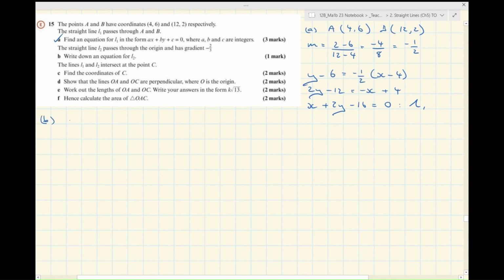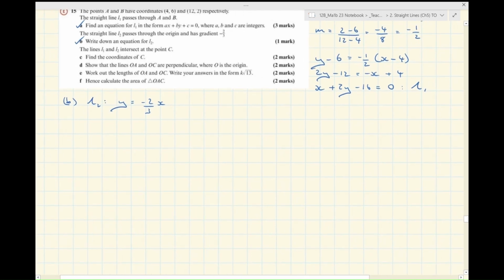Right, part B. The straight line L2 passes through the origin. Okay, y-intercept is 0, has a gradient of minus 2/3. So in which case, the equation of that line is simply y equals minus 2/3 of x. So there's the equation of L2. The lines L1 and L2 intersect at the point C. Find the point C.